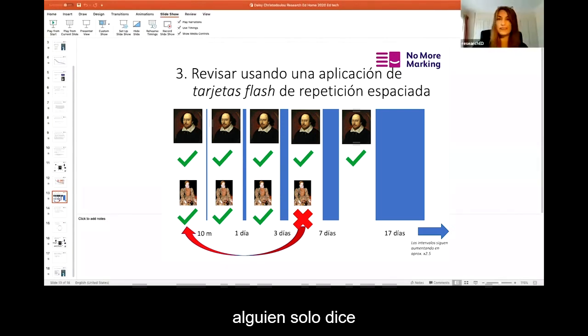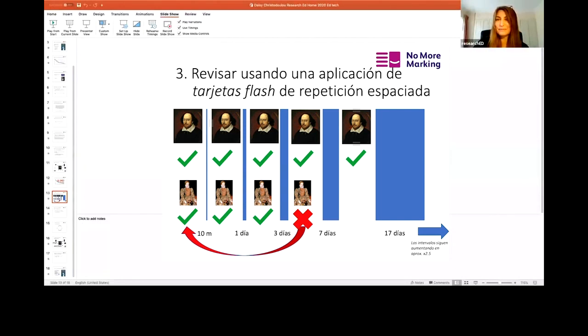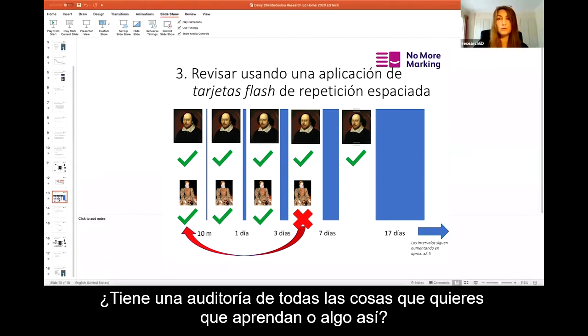Okay, someone was just saying, my UCL med student son is struggling with flashcards, just as an aside. Yeah. How do you plan this when making a scheme of work? Do you have an audit of all the things you want them to learn or something?